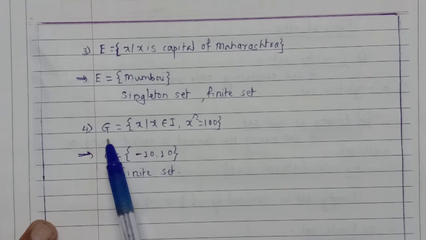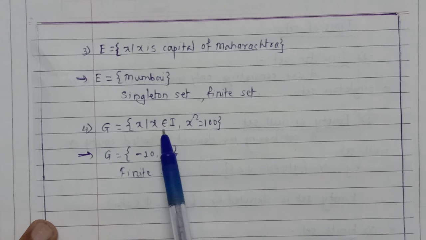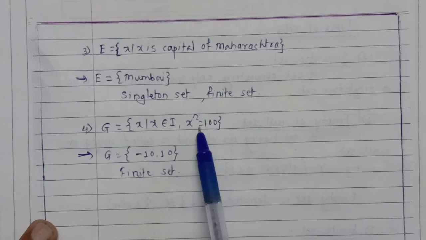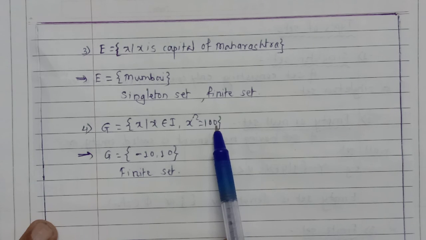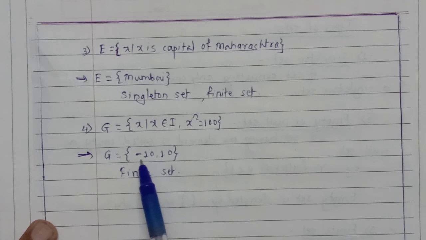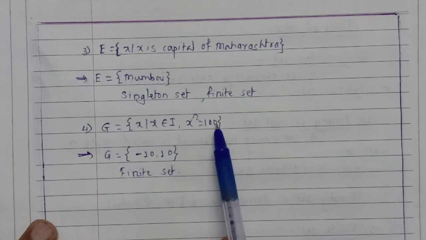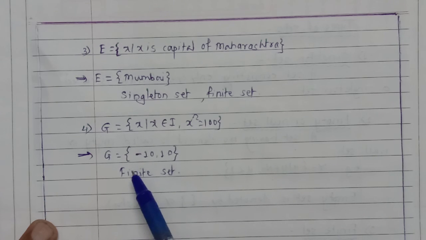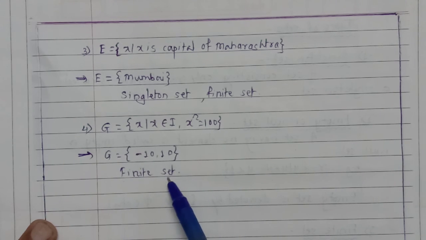G is a set where x is an element of G, x belongs to I, meaning x is an integer and x square is 100. And there exist two such numbers, minus 10 and 10. Minus 10 square is 100, 10 square is also 100. So these elements are countable and limited. So this is also a finite set.